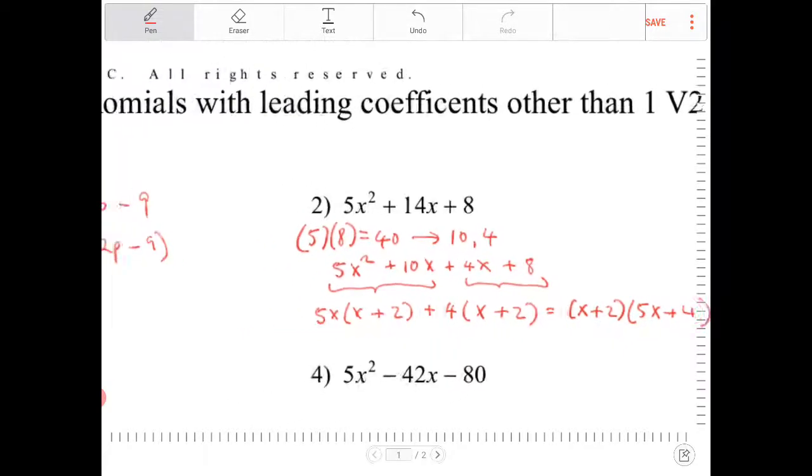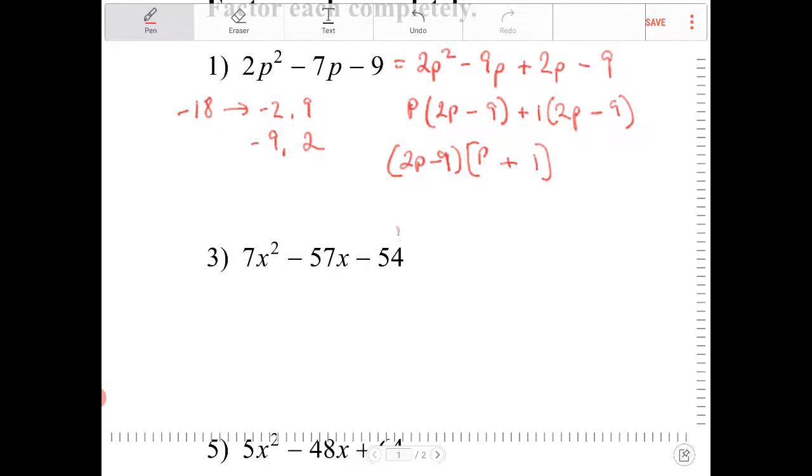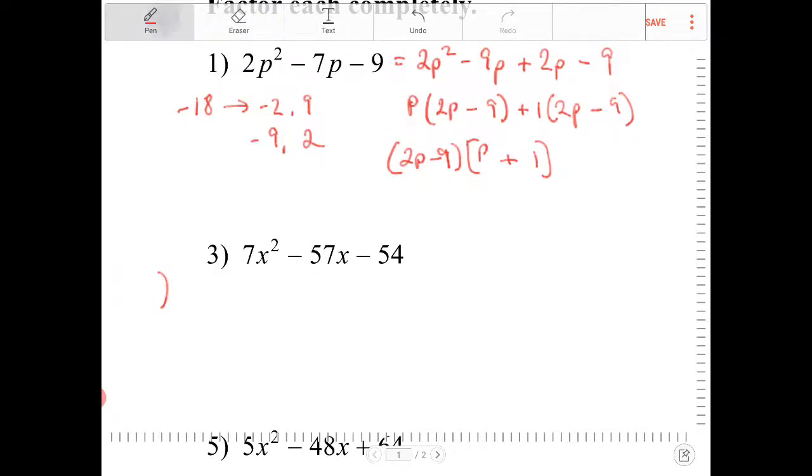Where this method gets a little limiting is when the number at the end here gets larger, and that's when it gets really tough. Sometimes just having a bit of number sense helps immensely. So again, we take 7 times negative 54. You're going to see what I mean in just a moment. Negative 54 times positive 7. What will that get us? That will get us negative 378.